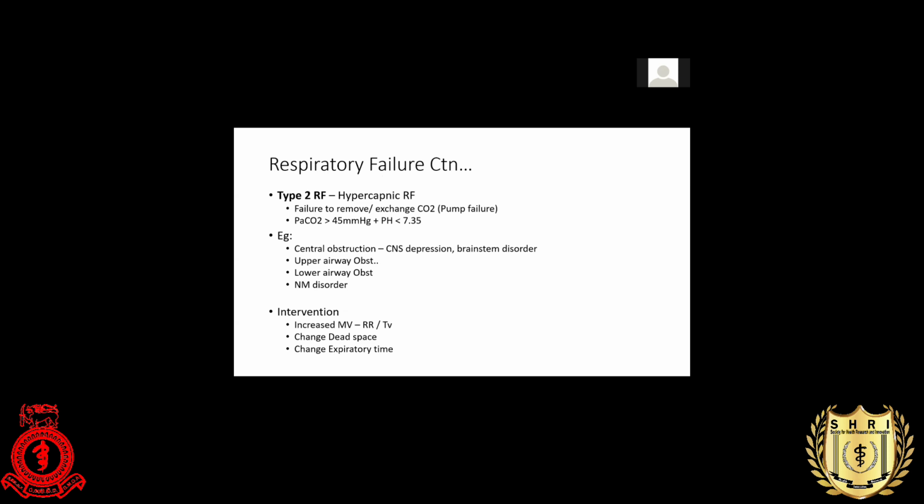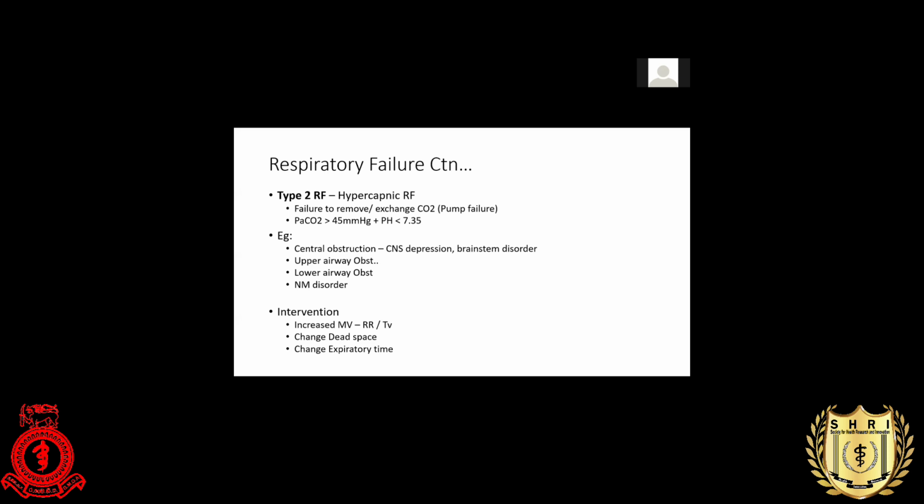The second type is type 2, the inability to exchange carbon dioxide due to pump failure. When you do the ABG in this patient, you can see increased carbon dioxide level with reduced pH. These are some examples of type 2 respiratory failure.